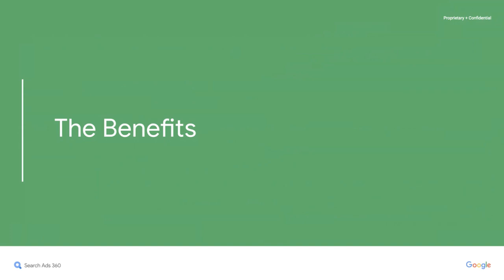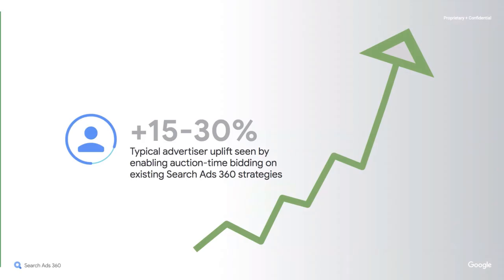What are the benefits of using auction time bidding? We have seen an increase in conversions in a range of plus 15 to 30% for the same CPA or ROAS, and this result has been seen across many different verticals. Of course there are clients where we see different results, but on average this is what we need to think about: a plus 15 to 30% increase in conversions or revenue at the same CPA or ROAS.